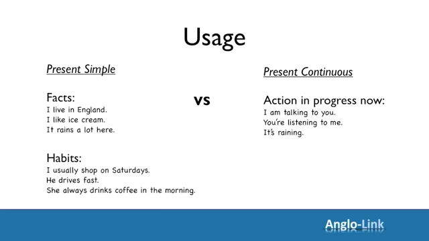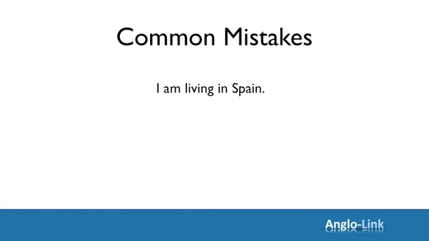Right then, let's move on and look at some common mistakes. Let's start with this sentence. Someone says, "I'm living in Spain." And what they want to say is that this is their permanent place of residence. So, is this sentence correct? No. To show that it's a fact, that it's their permanent place of residence, they should use the present simple. I live in Spain. "I'm living in Spain" means it's just for a few weeks or a few months. I'll be moving somewhere else soon.